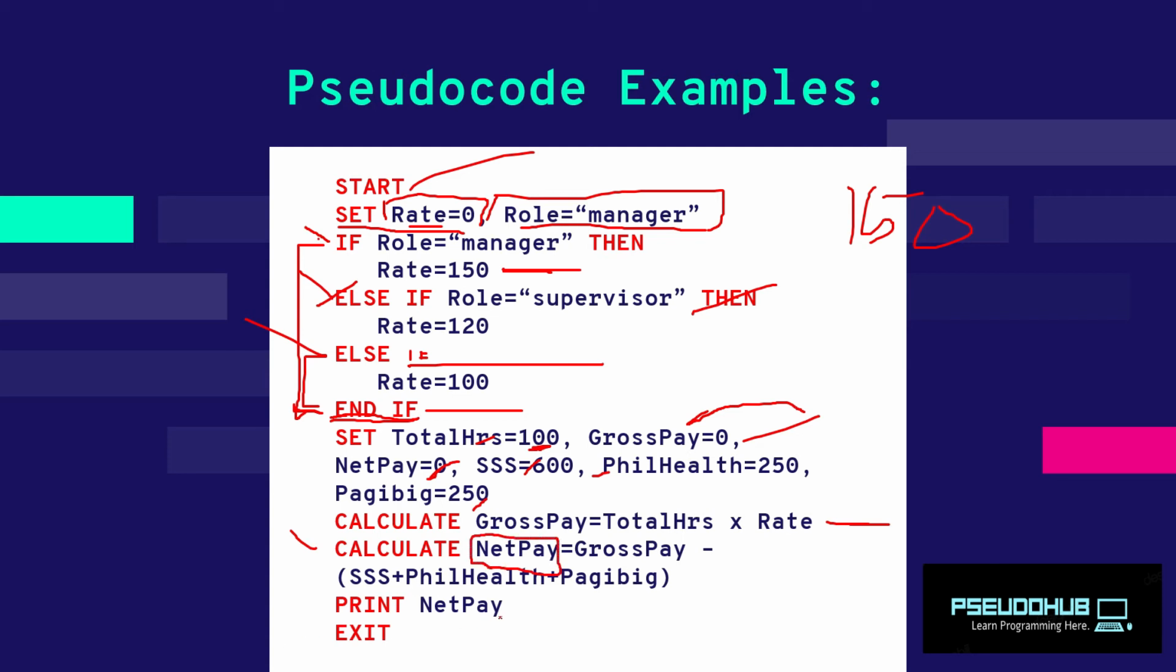And after that, next nga statement, i-print, so meaning i-output na to. So i-output na to si 13,900. So that's the solution nga atong na-come up using the pseudocoding based dito sa problem nga atong na-encounter ganina with client X. Okay? So next.